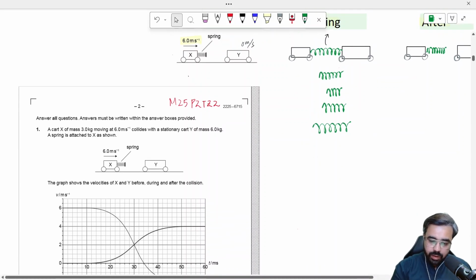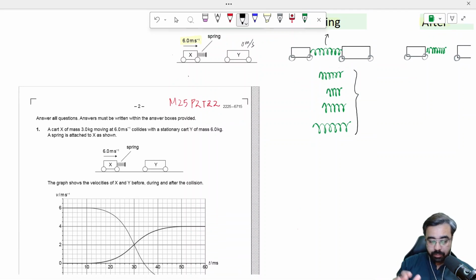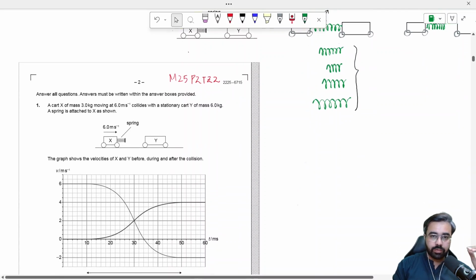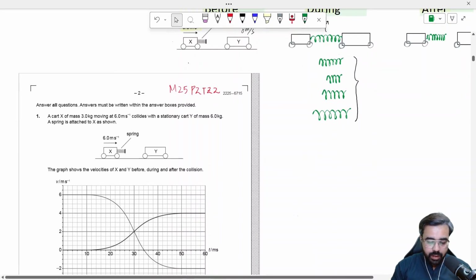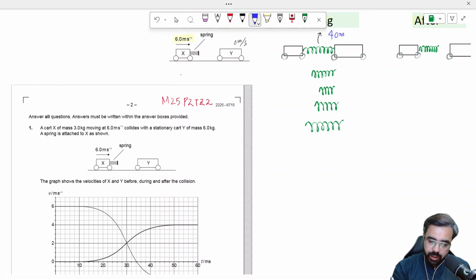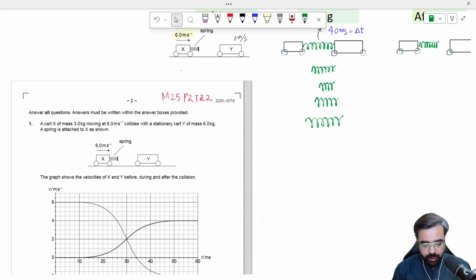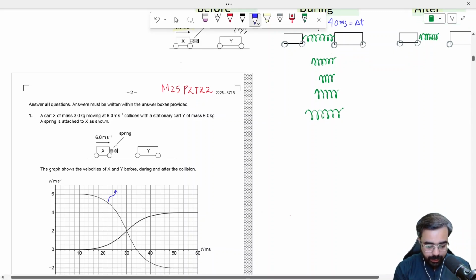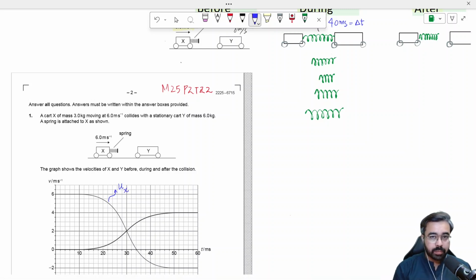Okay, so during this, at one point, the force will be maximum, which I will show you with the help of the graph, and then this force will decrease. So the collision lasted for 40 milliseconds, which is the time of the collision. Okay students, anyways, look at this. This is the speed of the X, right? You can call it ux, because this is the speed before the collision, and this is the speed after the collision of the Y.